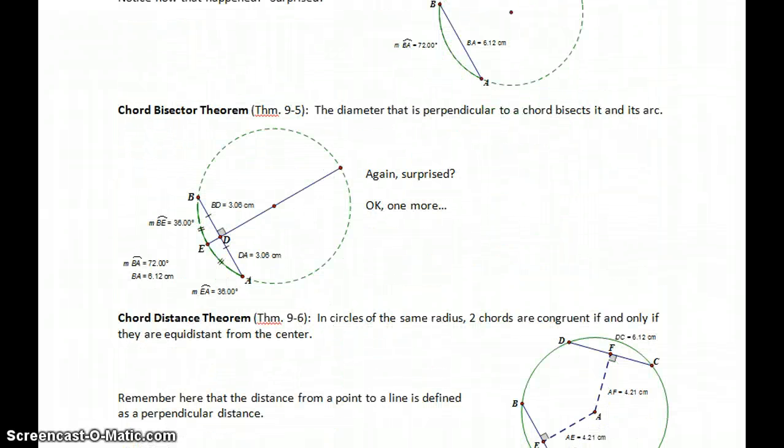There's actually not much left. I might finish this in one video segment. All right, the chord bisector theorem is that if you have a diameter. I don't know why they say diameter, they don't say radius. There must be a reason why they want to say diameter. Anyway, it would also work for radius.